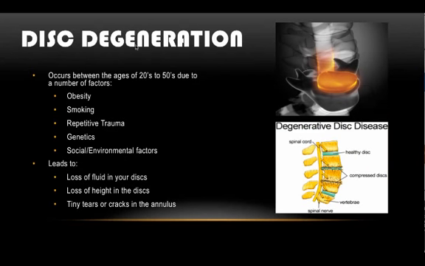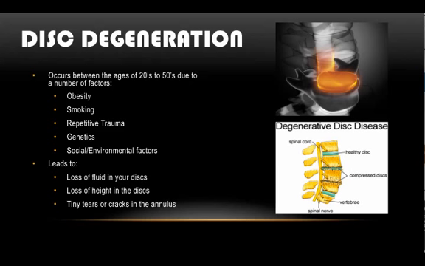Now, what happens when discs start to degenerate? Well, it typically occurs between the ages of 20s to 50s, and there are some risk factors that have been identified, including obesity, smoking, repetitive trauma, like an occupation, maybe a truck driver where you have repetitive micro motion. But then there's also some genetics and some environmental factors as well.